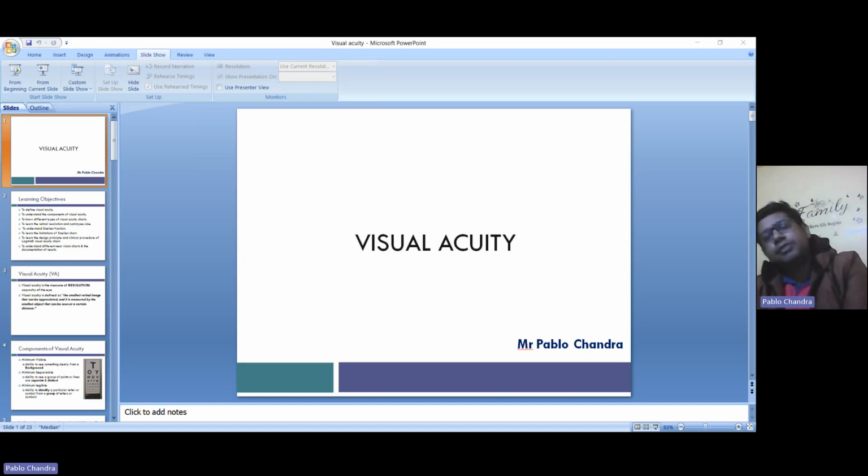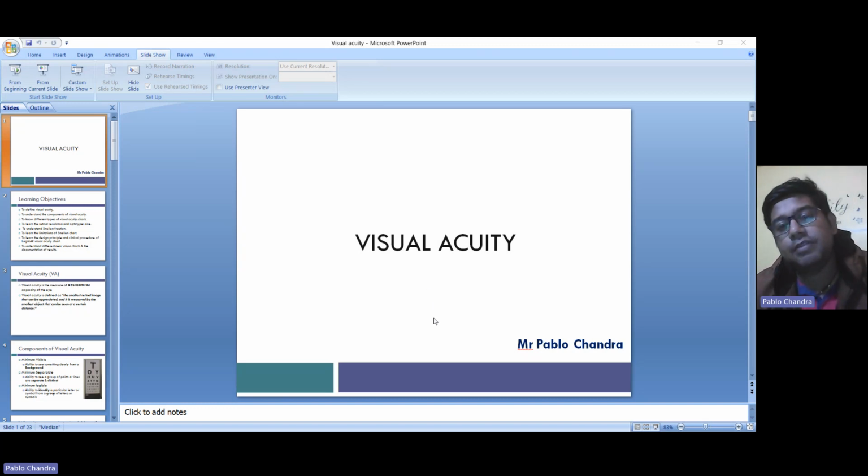Before going into the principles of the chart and other things, we should first know about the visual angle. What is a visual angle? Visual angle is defined as the angle subtended by an object at the nodal point. Suppose this is my nodal point and this is my object. The angle formed at the nodal point of the eye is normally known as the visual angle.